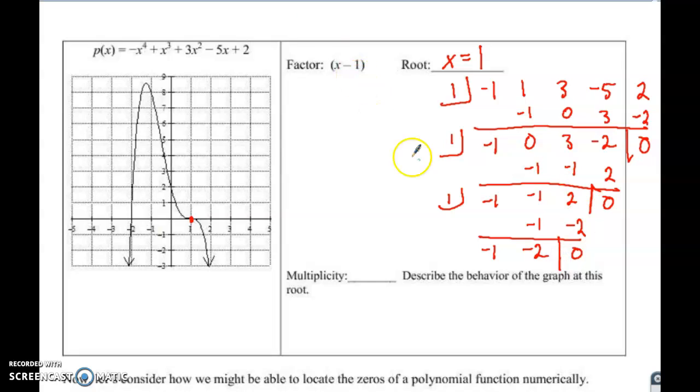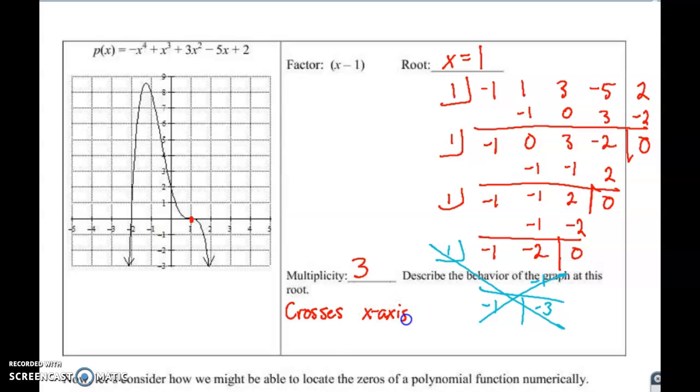And let me just change colors because this last one will not work. I don't think I give you any problems where you have a multiplicity more than 3. And if I do, then I'm sorry, I just lied to you. So this multiplicity is 3. How do we know? It crosses the x-axis and changes concavity.